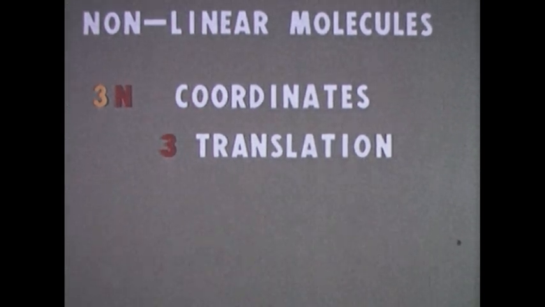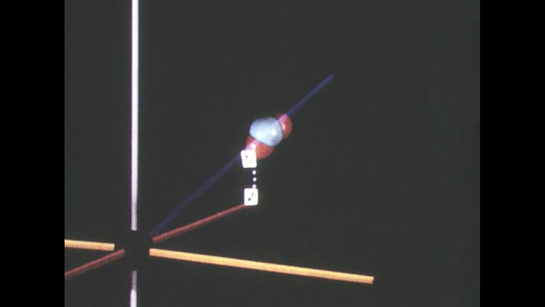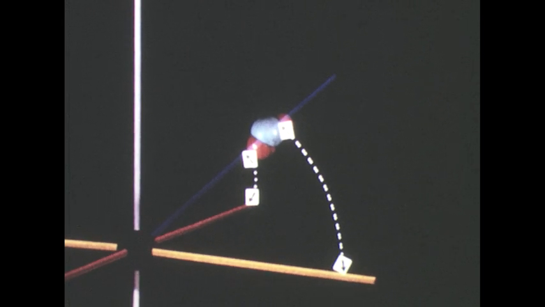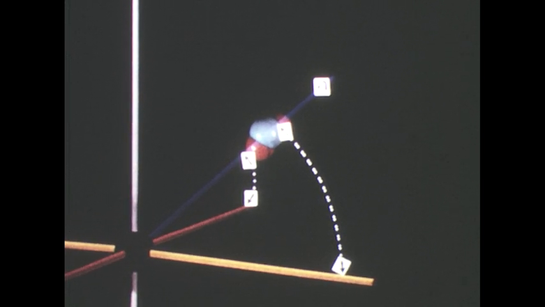Translation of the molecule in space can be described by 3 coordinates. Rotation also requires 3 coordinates for non-linear molecules: 2 angles describing the orientation of a line fixed in the molecule with regard to the coordinate system, and a 3rd angle describing rotation about this line.